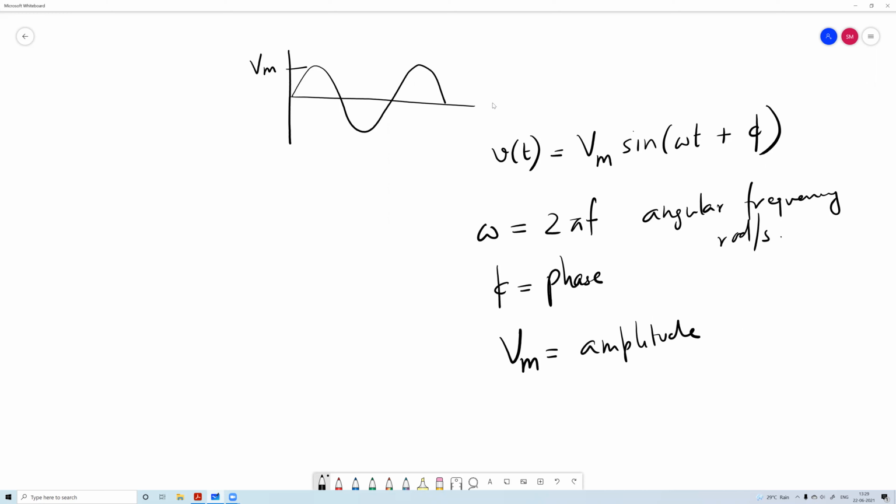So we start with some definitions regarding alternating currents and voltages. First one is waveform. What is a waveform?